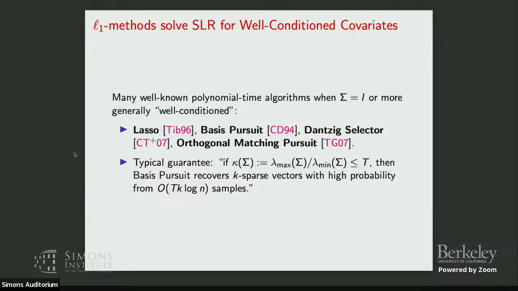Typically, we know that these methods work if the covariance matrix is the identity matrix, meaning everything is independent, or the covariance matrix is well conditioned. Typical guarantees, again in quotes because there are lots of different versions and optimizations, are something like this: if the condition number of the matrix sigma is capital T, then you get a sample complexity of k times T times log n. Your runtime is very efficient, polynomial time for sure, and even better in some cases. But the dependence on T is what is not there in the information theoretic bound, and that's what we're focusing on.